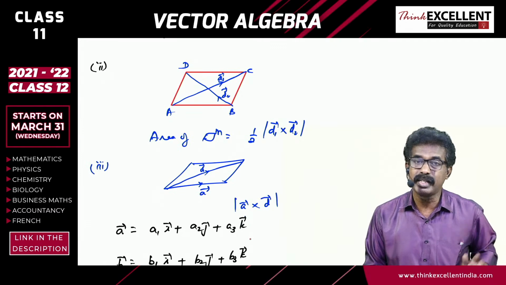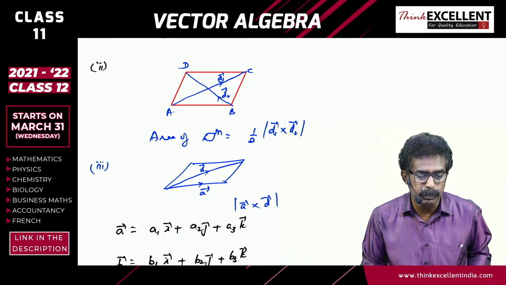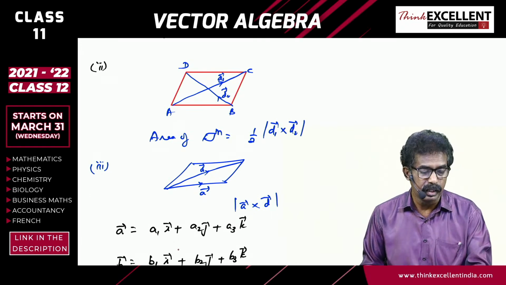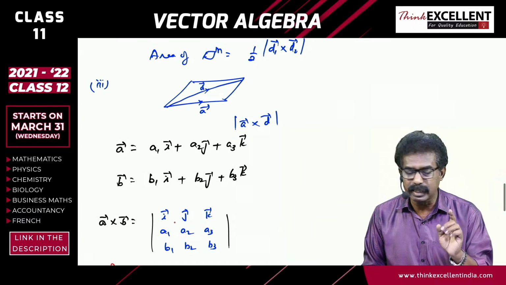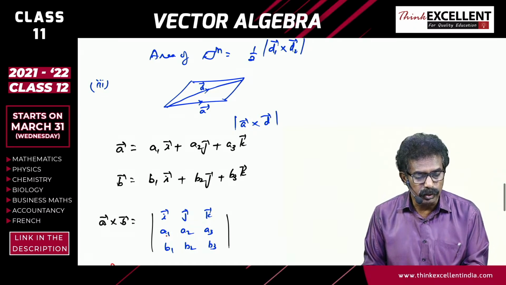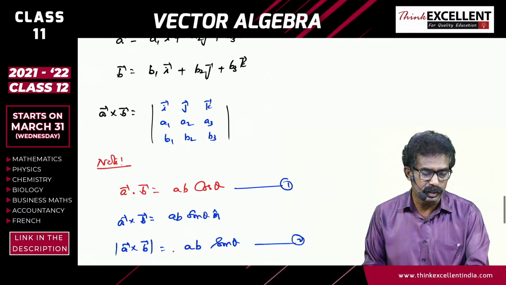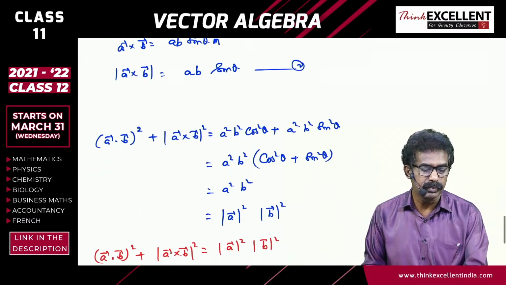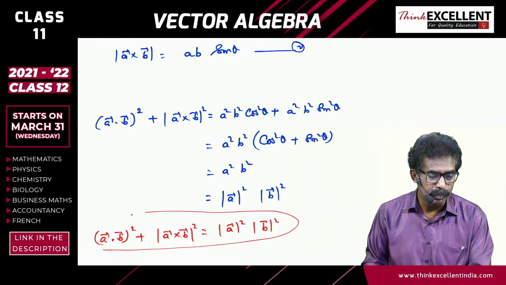Now how to find A cross B? For dot product, you multiply the coefficients: A1 B1 plus A2 B2 plus A3 B3. But for cross product, you write it as a determinant. In the first row you write I, J, K. In the second row you write the A coefficients. In the third row you write the B coefficients, okay? Then there is a relation between dot product, cross product, modulus A and modulus B.